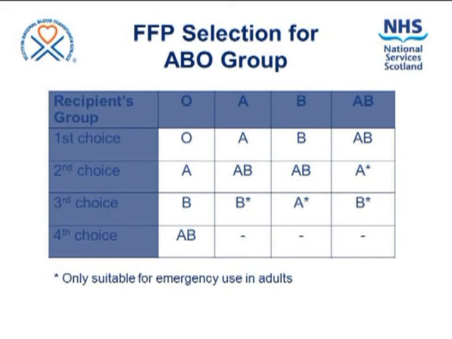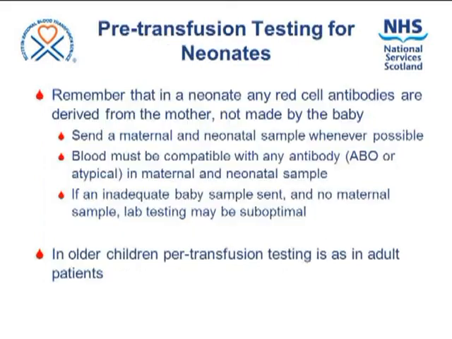FFP for emergency use is usually Group AB, as there are no antibodies within the plasma that can react with the patient's antibodies. Pre-transfusion testing for neonates.